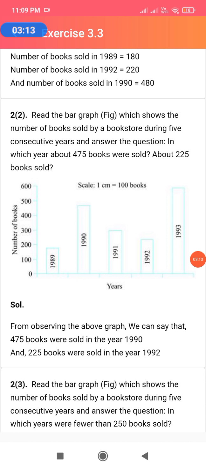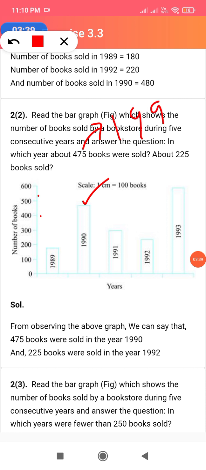Read the graph which shows the number of books sold by a bookstore during 5 consecutive years and answer the questions. In which year were 475 books sold? It should be between 400 and 500. Between 400 and 500 we have 1990. So 475 books were sold in 1990.